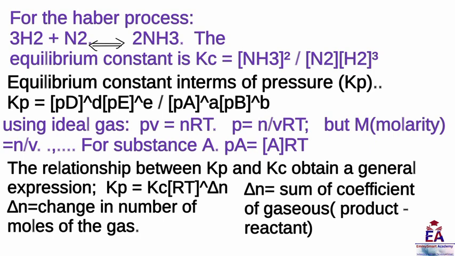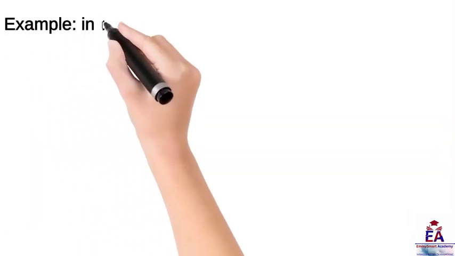So using the ideal gas law, we have PV equal to nRT. So P will be equal to n over V times RT. n over V, remember, is moles per volume, the concentration. For the relationship between Kp and Kc, we have Kp equal to Kc times RT raised to power the mole difference. This is the sum of the coefficients of the products minus the sum of the coefficients of the reactants, basically.